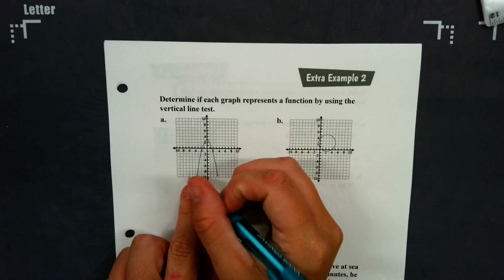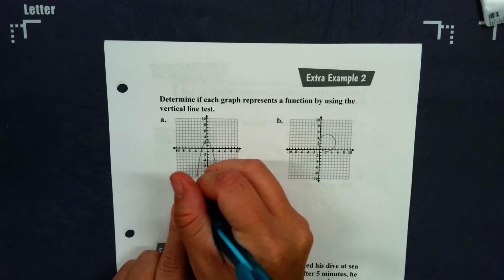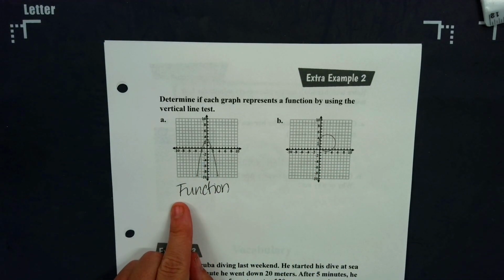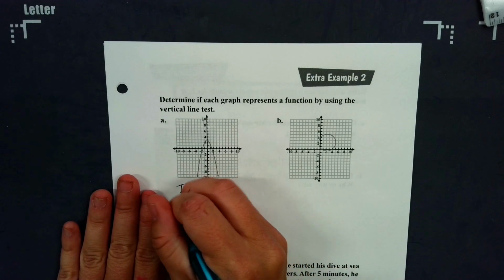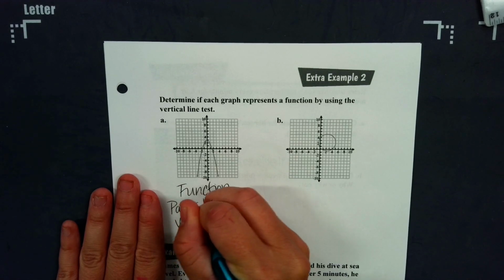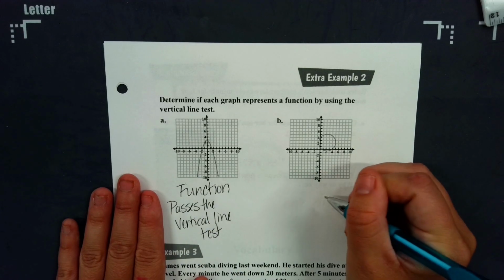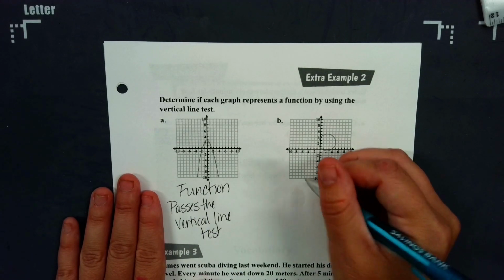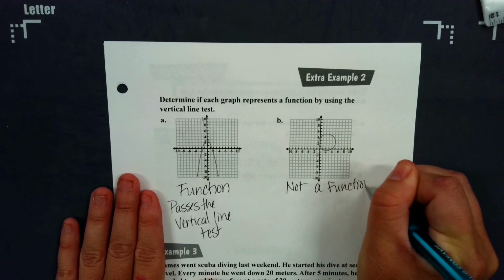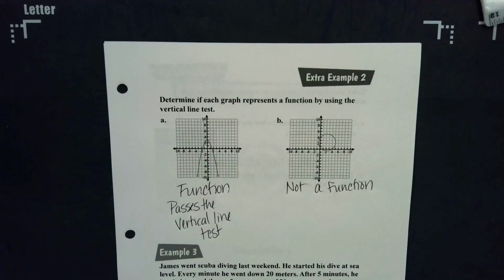All right, what do we think for A? Function or not a function? A function. What can my reasoning be? Passes the vertical line test. B, function, not a function? Not a function. Because why? It does not pass the vertical line test.